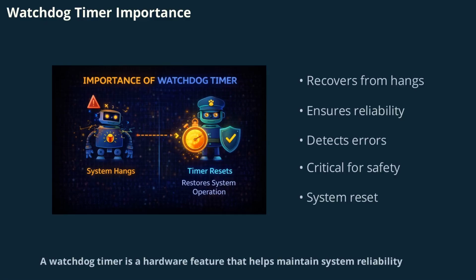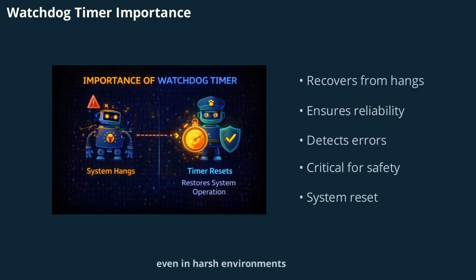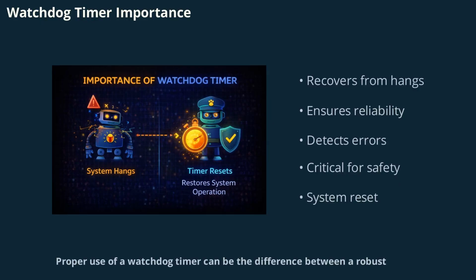Watchdog Timer is a hardware feature that helps maintain system reliability. It works by resetting the system if the software fails to feed it regularly, which can happen if the program hangs or enters an infinite loop. In embedded systems, watchdog timers are crucial for recovering from unexpected errors and ensuring the system remains responsive, even in harsh environments. Proper use of a watchdog timer can be the difference between a robust, reliable product and one that fails unpredictably.